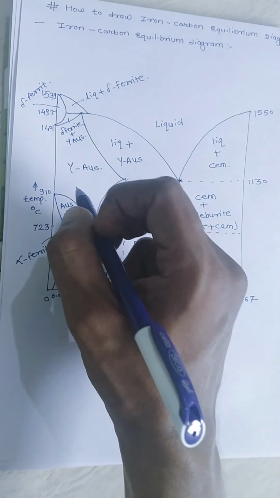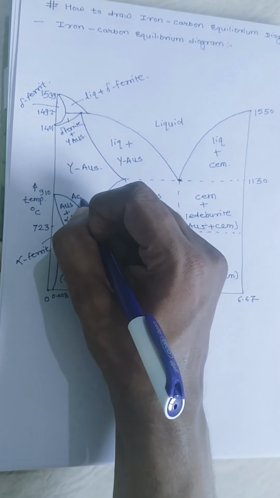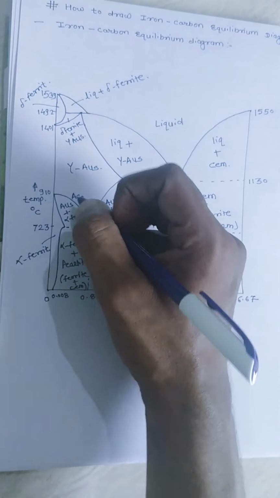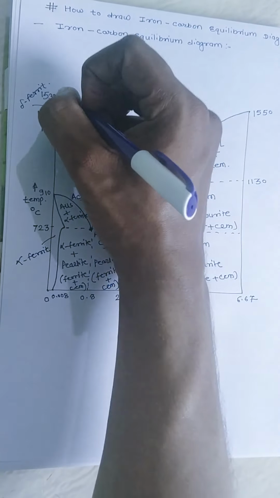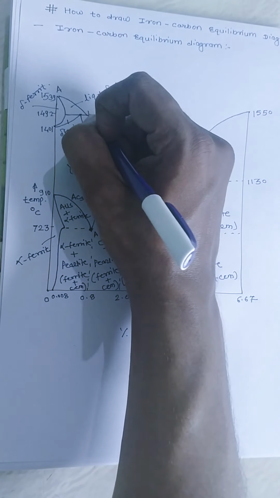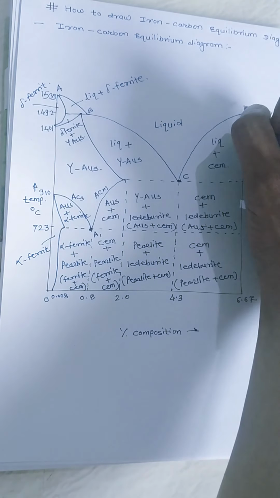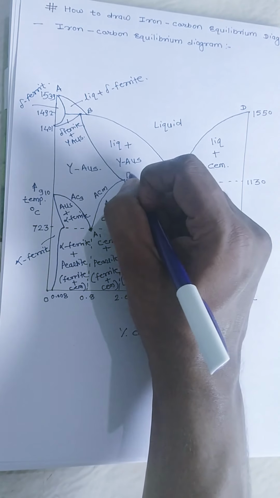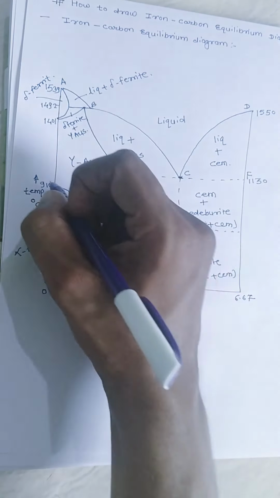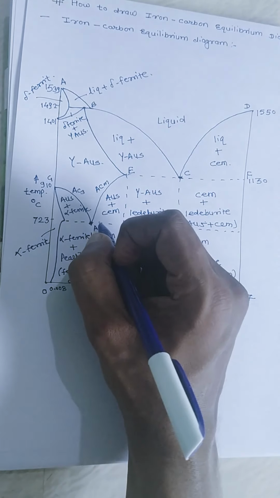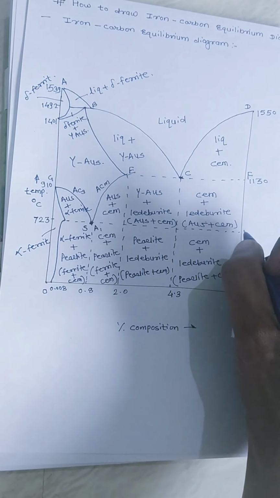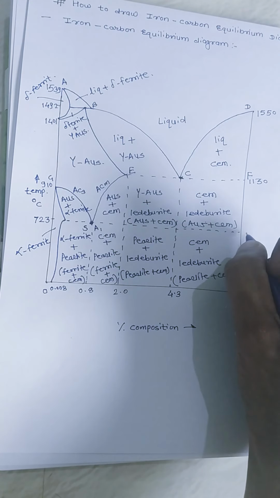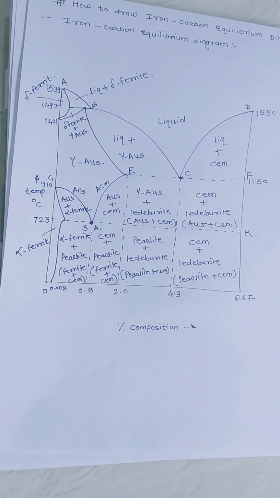After that, this is the A3 temperature line, this is the ACM temperature line, and this is the A1 temperature line. The points are plotted as A, B, C, D, E, F, G. This is S. This is last K. Okay, this is the complete iron-carbon equilibrium diagram.